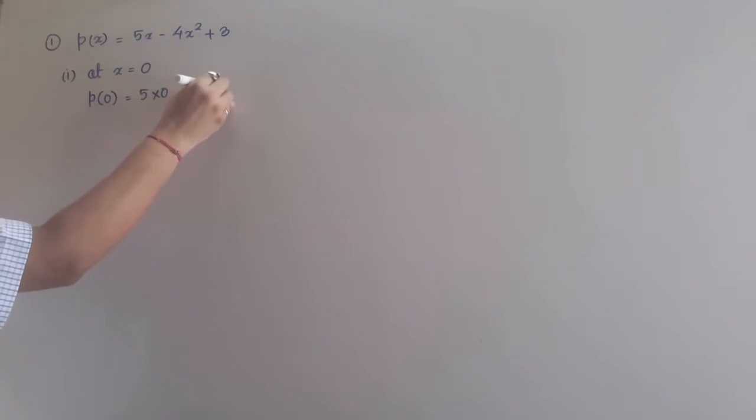Let us see how we can find the value of the polynomial at x equal to 0. First I will put the value of x equal to 0 in the given polynomial, meaning I am finding the value of p of 0. That will be 5 into 0 minus 4 into 0 square plus 3. Everywhere x is coming, I am putting x equal to 0. 5 into 0 is 0, 0 square is again 0 and 0 into 4 is also 0, and plus 3. The 0s you can leave, there is no sense in writing them. So p of 0 is equal to 3. This is your first value. At x equal to 0, the value of the polynomial is 3.